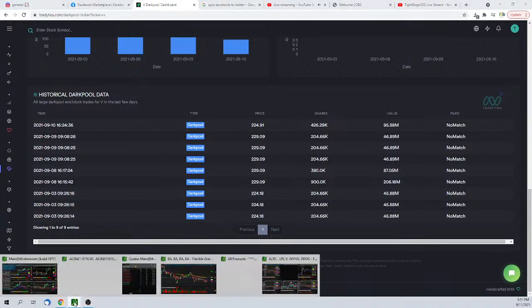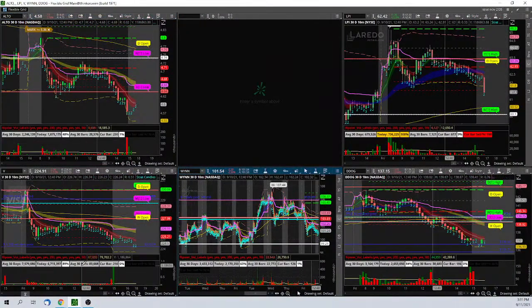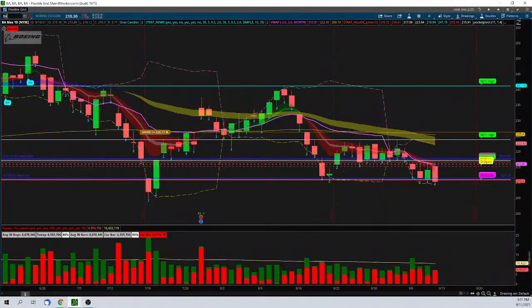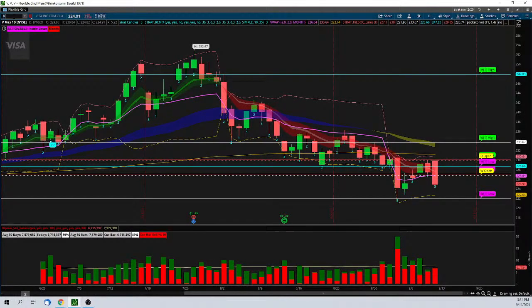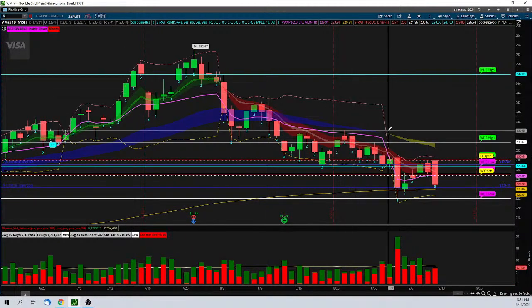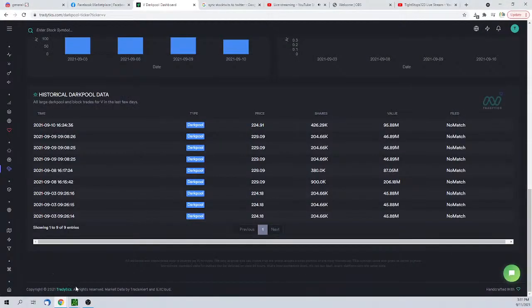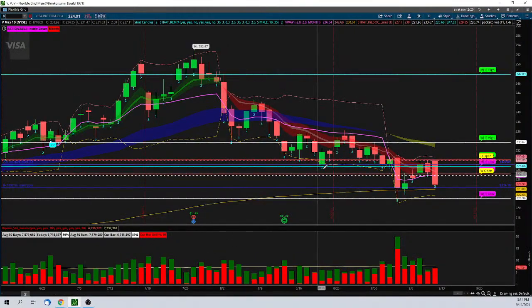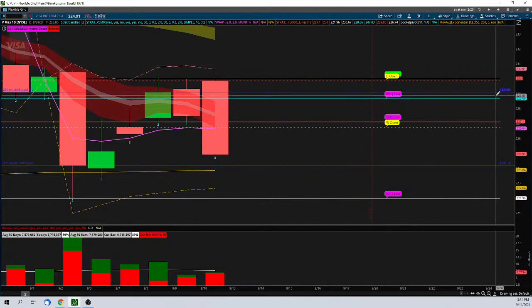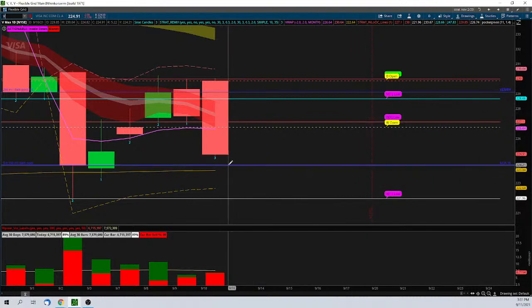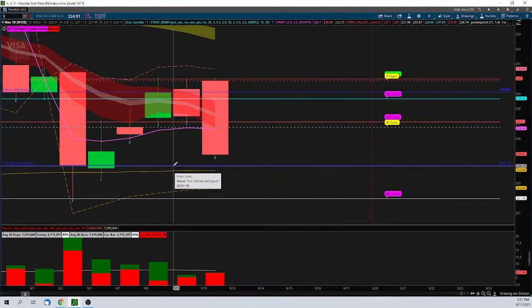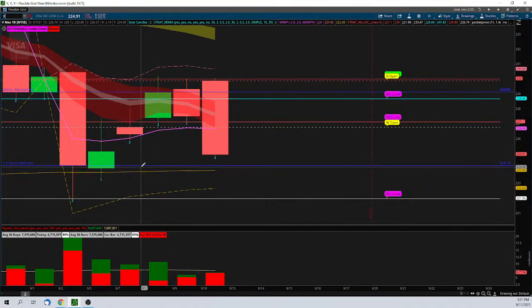So I'll go back to my chart on Visa and pull that up real quick. And that was at 224.18. So there's my support for next week if I'm trading Visa, that 224 large dark pool, because that's a big purchase, and he bought it before the run up.